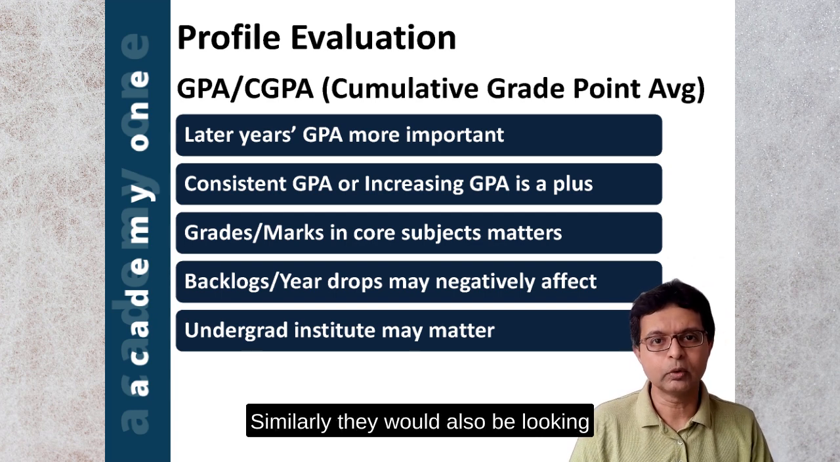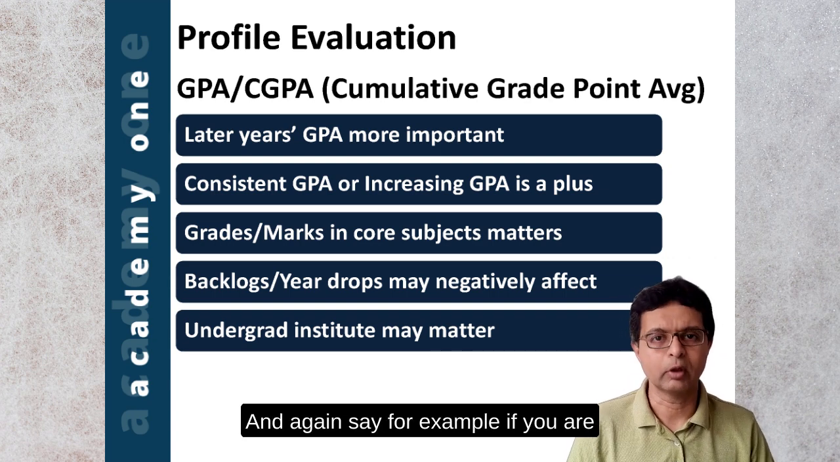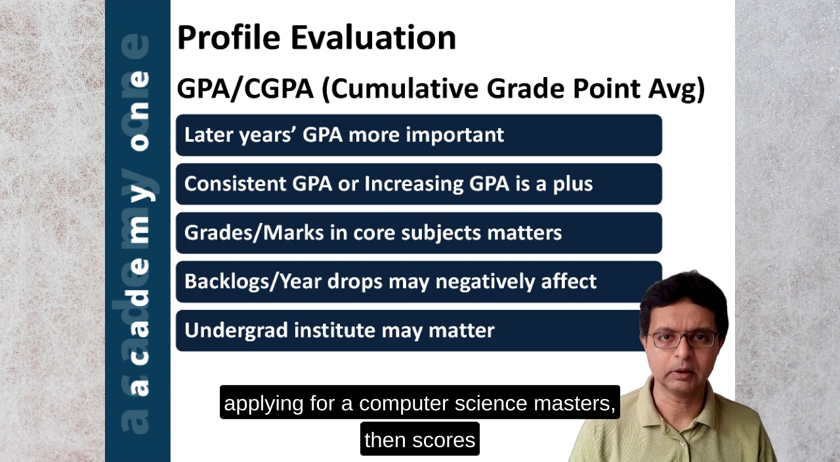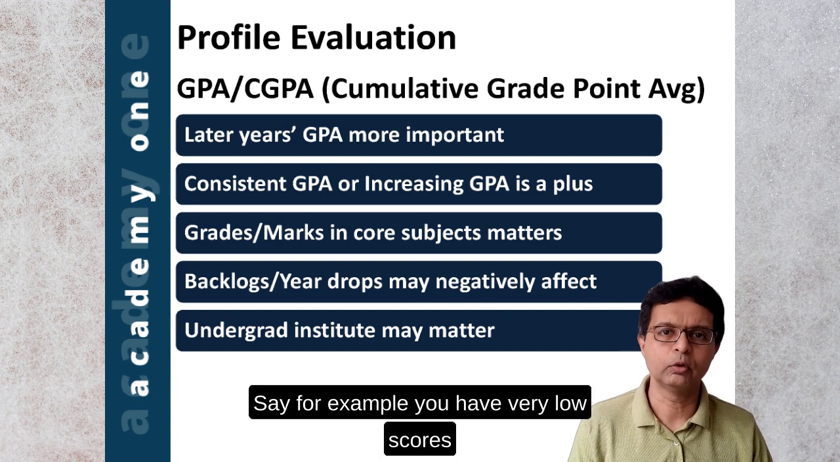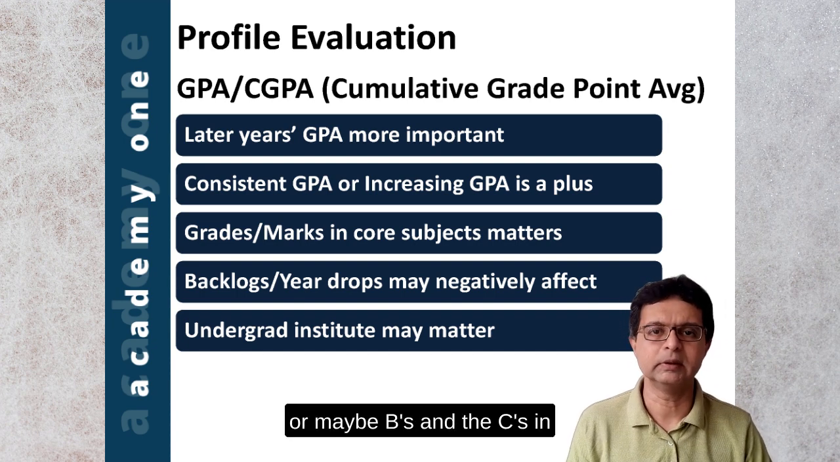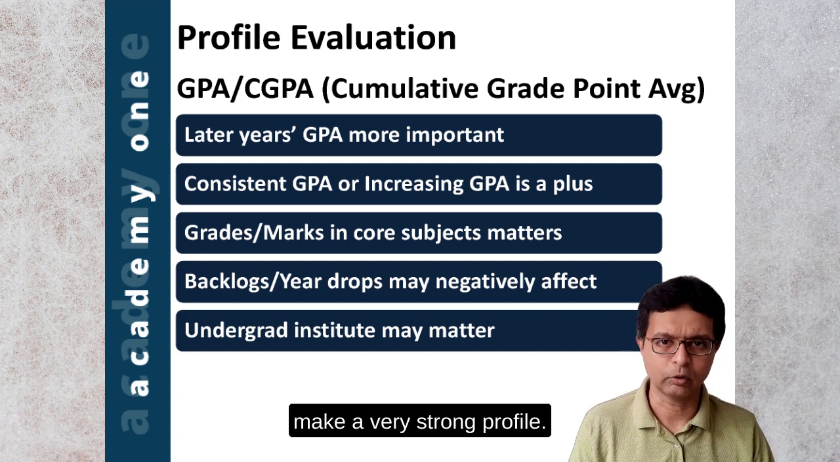Similarly, they would also be looking at your scores in individual subjects. Say, for example, if you are applying for a computer science master's, then scores in relevant subjects would also matter. If you have very low scores, maybe Bs and Cs, in most of the core computing subjects, that would again not make a very strong profile.